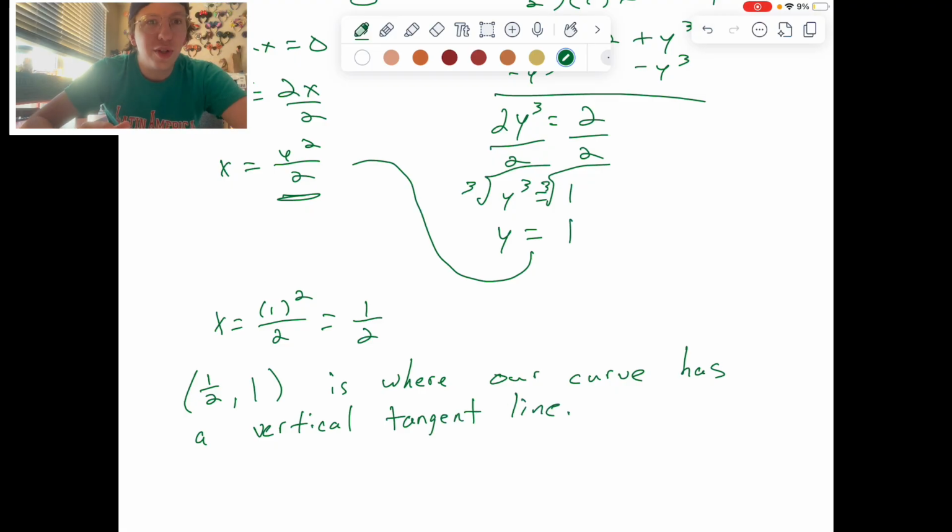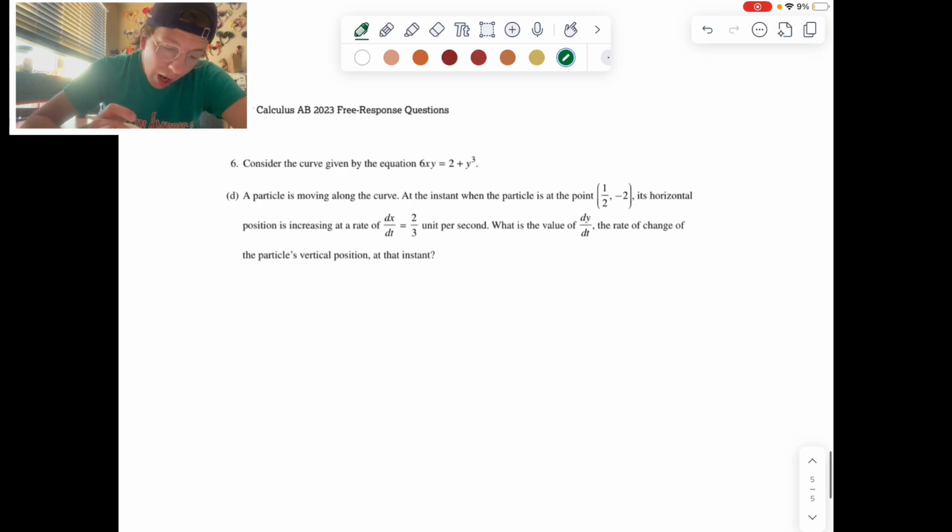All right, one more question. Our last question. A particle is moving along the curve. At an instant, right there, that should tell you something. We're dealing with time. When the particle is at the point 1/2, comma, 1, its horizontal position is increasing at a rate of dx over dt is equal to 2/3 units per second. What is the value of dy over dt? The rate of change of the particle's vertical position at that instant.